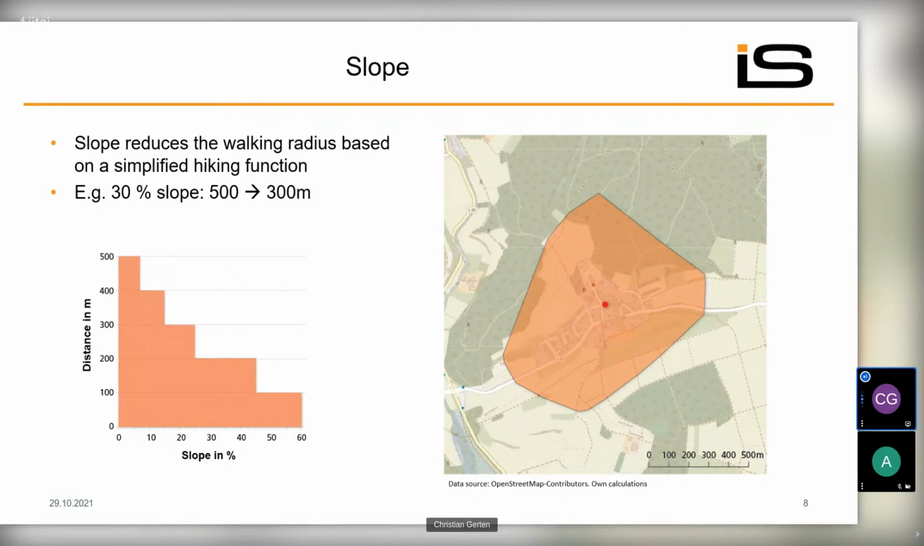As you may see, slope is one of our dimensions in walkability, but it was not part of the GUI, so we can't set a weighting for the slope. This is because we thought that it's not that important to be its own dimension of walkability, but it also influences the walkability. So we say it could reduce it. It's optional to set in the plugin. It could reduce the walking radius based on a simplified hiking function you can see below. For example, if we have in the neighborhood on the right side a slope of 30%, the maximum walking distance, the default value of 500 meters, would decrease to 300 meters. So it gets reduced.